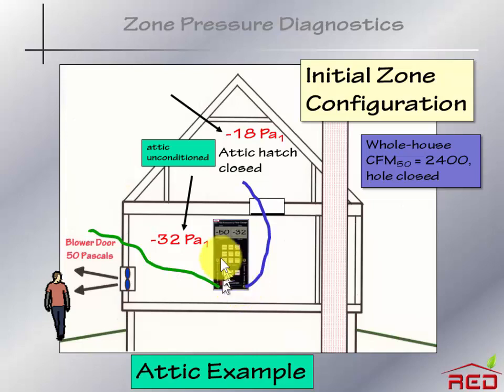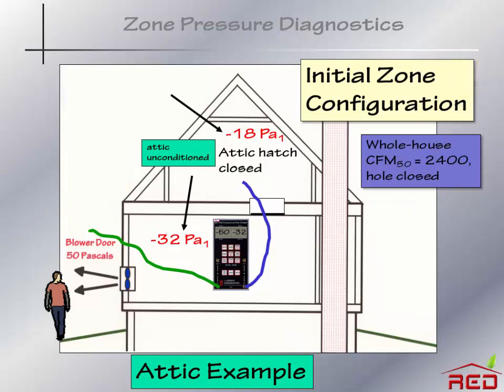Then on the other side of the gauge, the left side, we're measuring the house with reference to outdoors, and we're verifying that we do have 50 pascals of pressure. And when we do the blower door test in the initial configuration, which is this one, we found that the whole house CFM50 is 2400 with the hole closed.